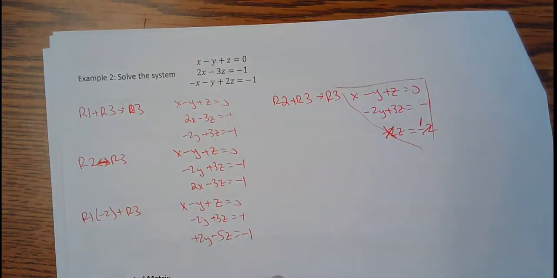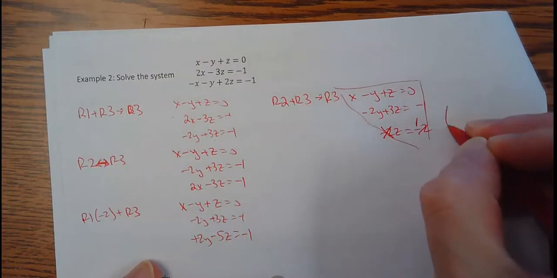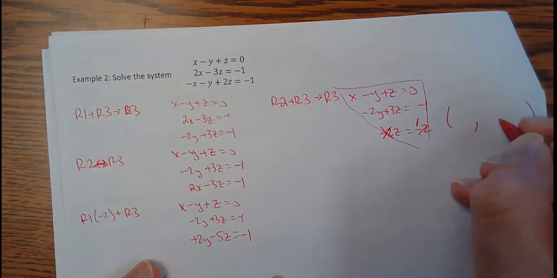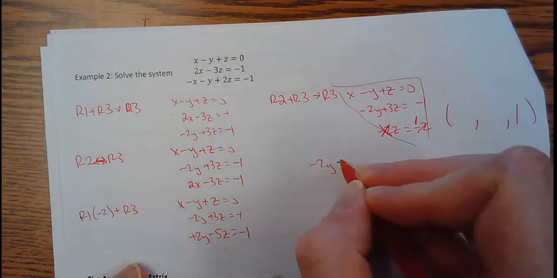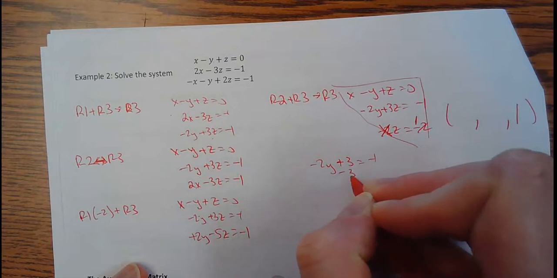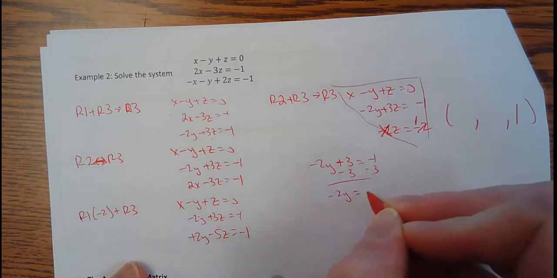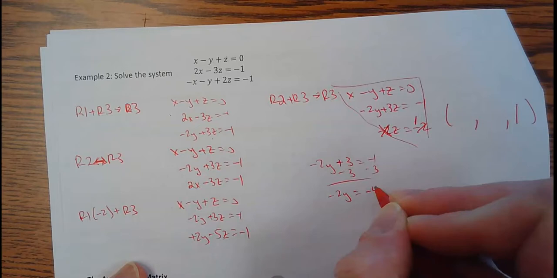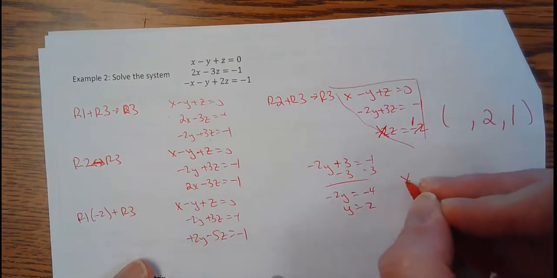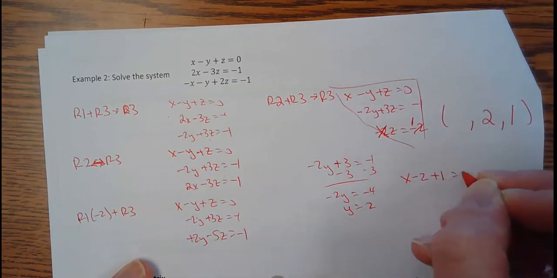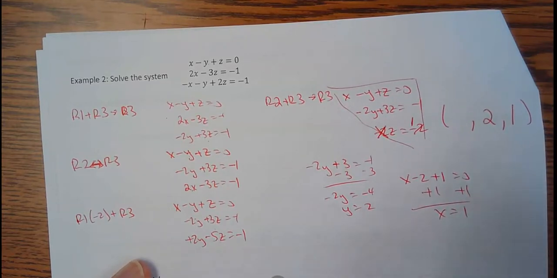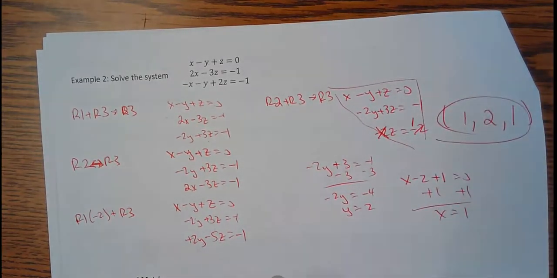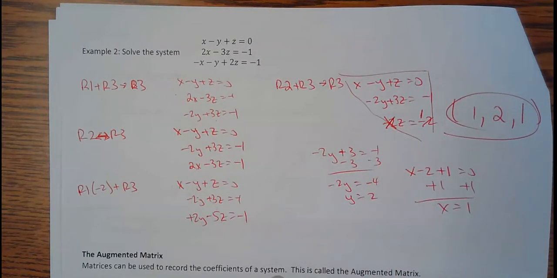Perfect. Z equals 1. So now my final answer is going to be something, comma, 1. Plug that in up above here. So negative 2y plus 3 equals negative 1. 2y equals negative 4, so y equals 2. And then plug in 2 and 1 in the first equation, so x minus 2 plus 1 equals 0. Now this is a negative 1, so I'm going to add 1 to both sides. So x equals 1. So once I got the triangular form, everything's easy to solve. Okay?